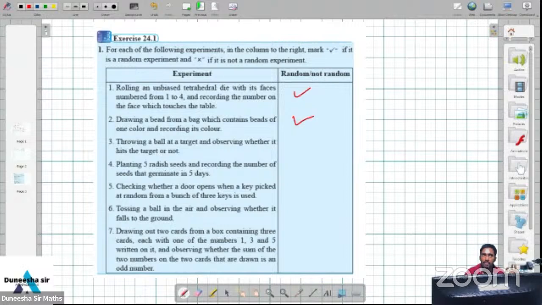It's a random outcome for getting the target or not. It's random. Okay. Did you see the Olympics shooting competitions?